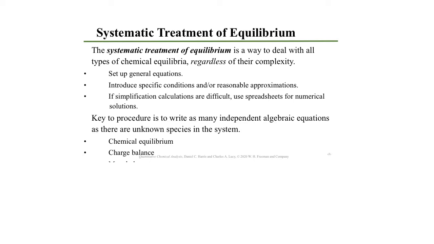Then you can also potentially plug all this stuff into a spreadsheet if you're looking for these numerical solutions. So you write as many equations as you can. You write the chemical equilibrium, as many of those as you can find. You write a charge balance, and then you write something called a mass balance. All right, so let's go through and talk about what each of these looks like.